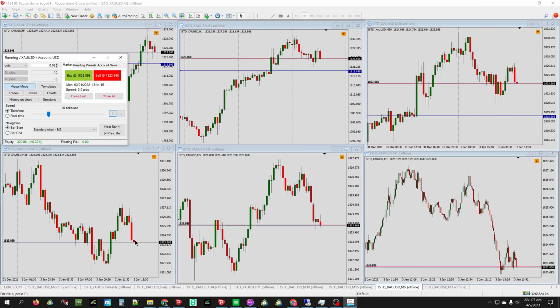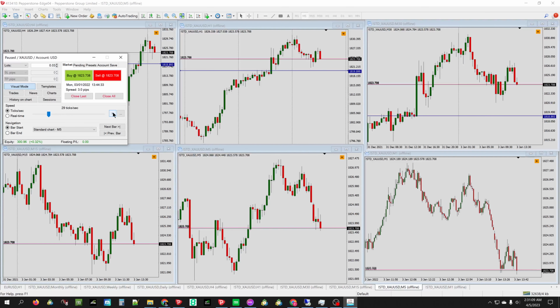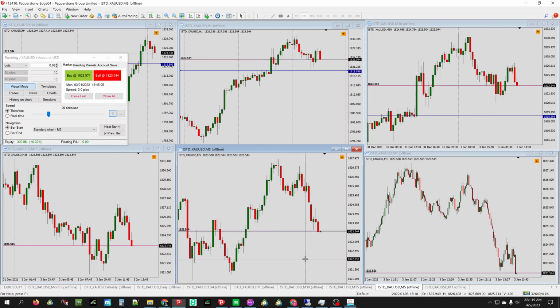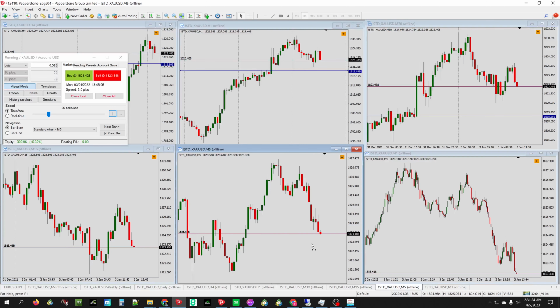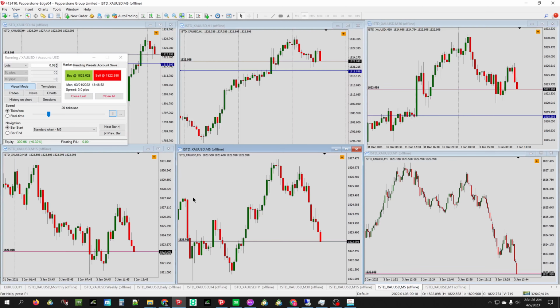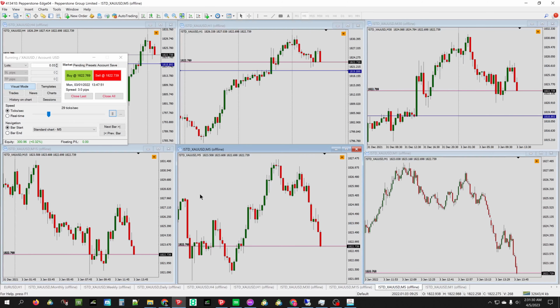Waiting for the M15 candle to close. The M15 candle has closed bearish, so I will be waiting. Although there is very high probability for prices to push till 1821, 20 pips of range, but I am also out of my position.